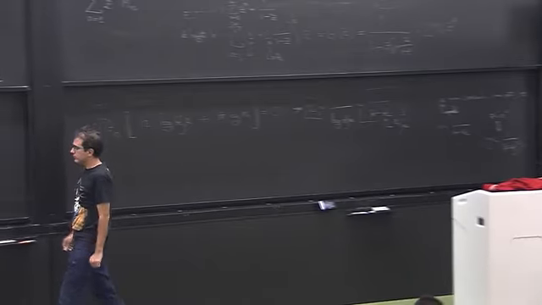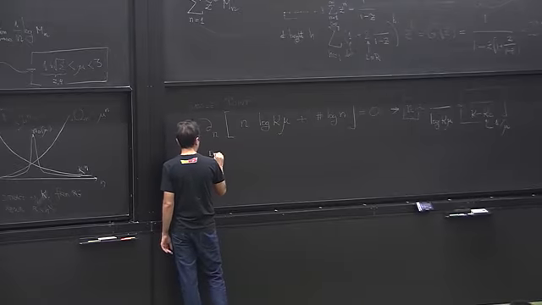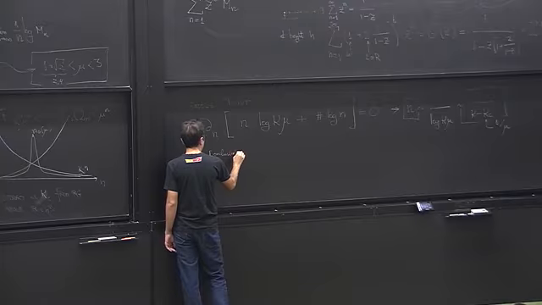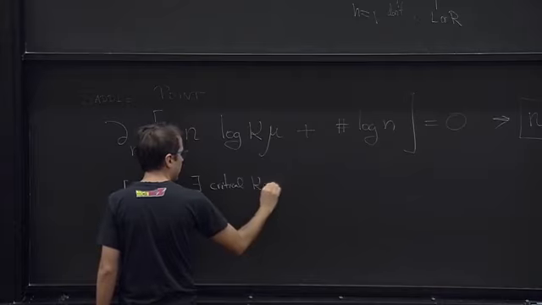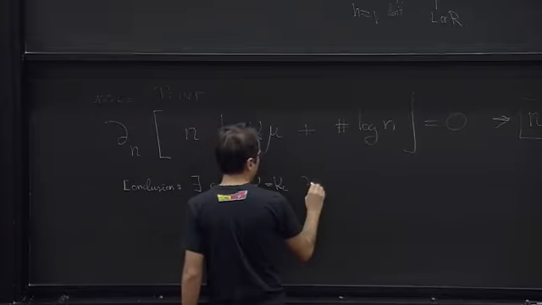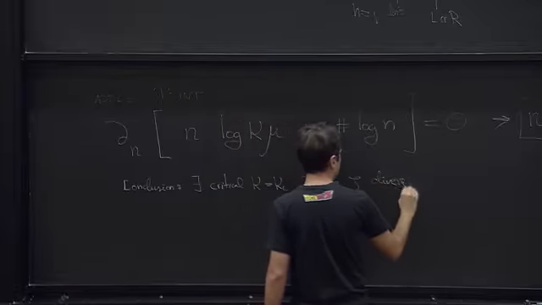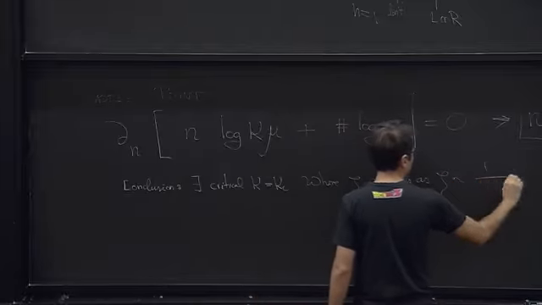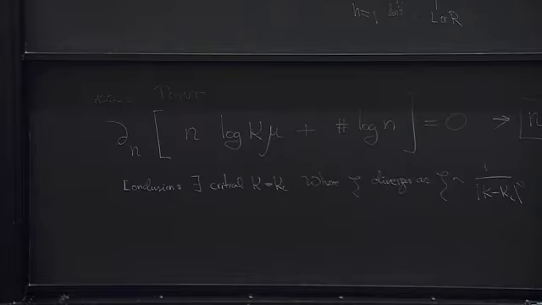Okay? Good. So the conclusion is that there exists a critical k equal to Kc, where the correlation function, the correlation length, diverges as psi is 1 over k minus k critical to some power nu, where this nu is the same exponent that appears in R scaling in number of steps to the power nu.